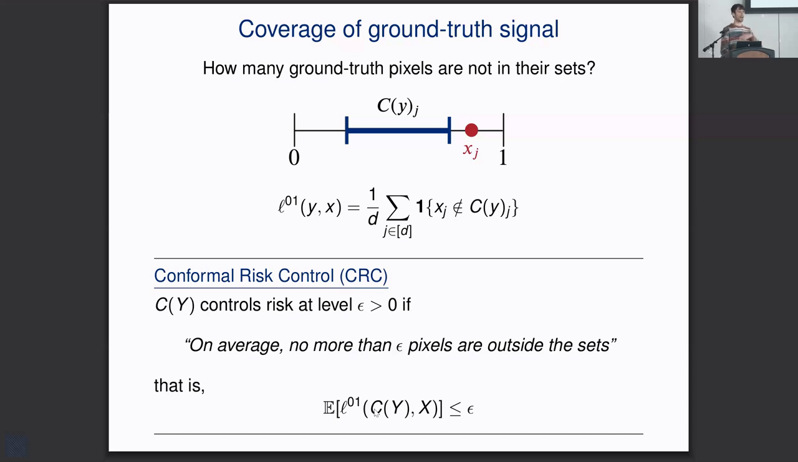So earlier it was a high probability statement. Now we want an expectation, a risk that is controlled over the population, right? So in the future, I'm going to get a new observation Y. I don't know the ground truth X, but I would like to guarantee that on average it is not more than epsilon pixels away from my reconstructed samples. Okay, how do we do this?